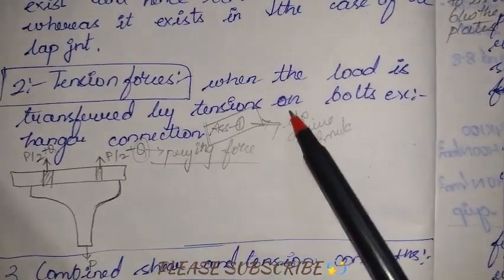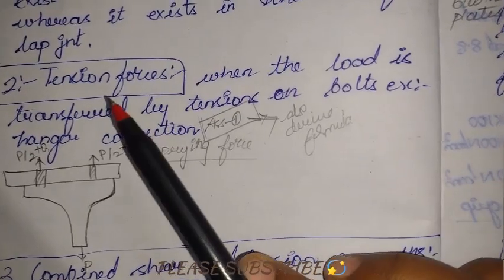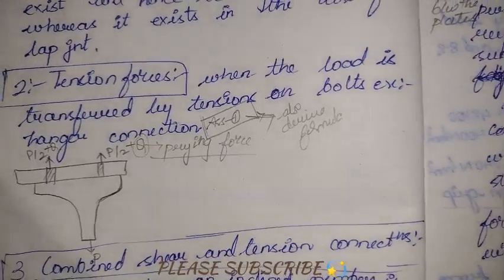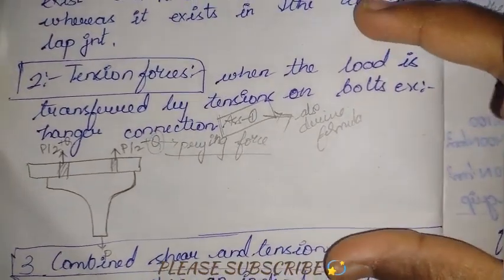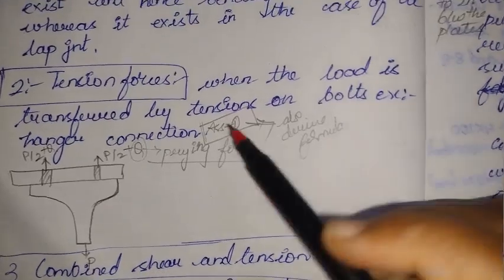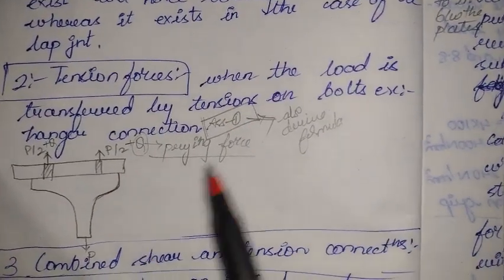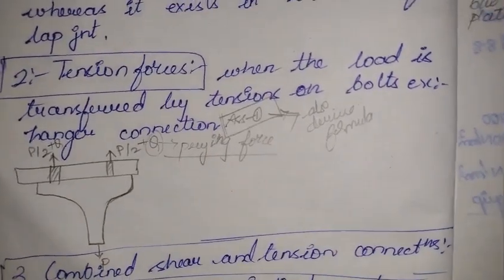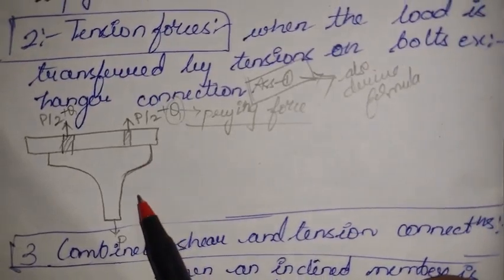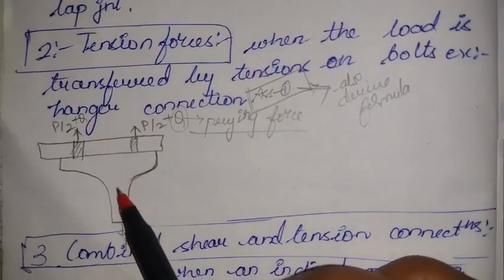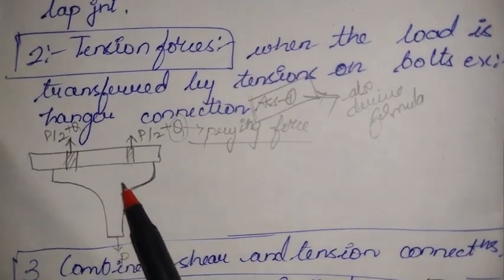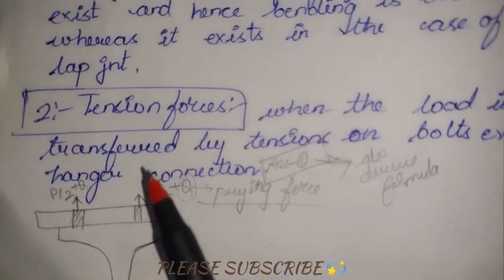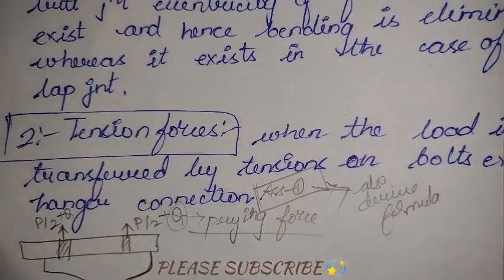When the load is transferred by tension on bolts, we call it a tension connection. So whenever we are transferring the load through shear, that is a shear connection. But whenever we are talking about the load transfer mechanism by tension, this is a tension connection. Here we use the hanger connection as the best example. In a hanger connection, this member is hanging. We connect this hanging plate to the main plate using these bolts. So this is the best example of tension forces.